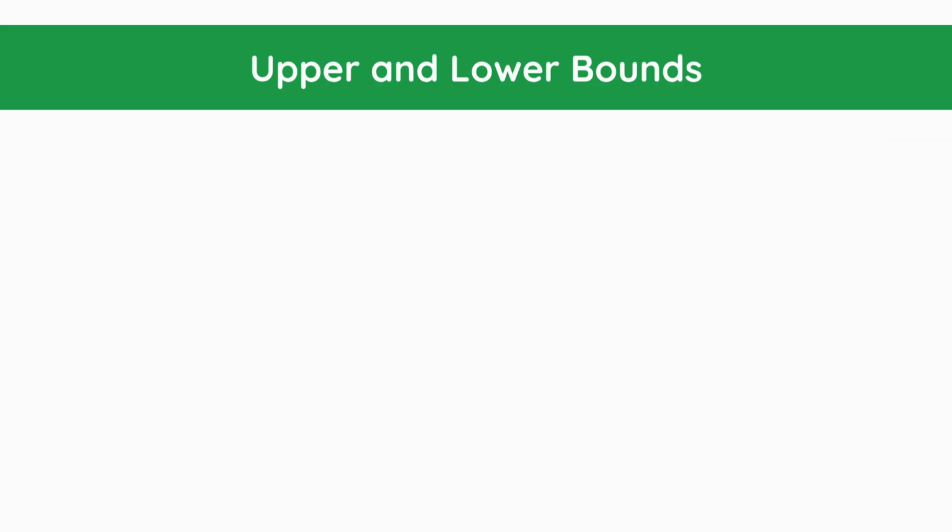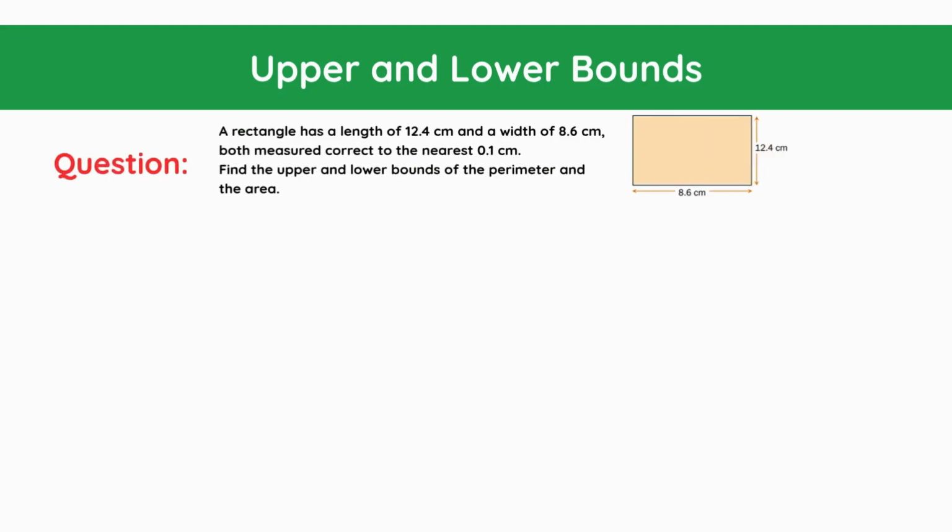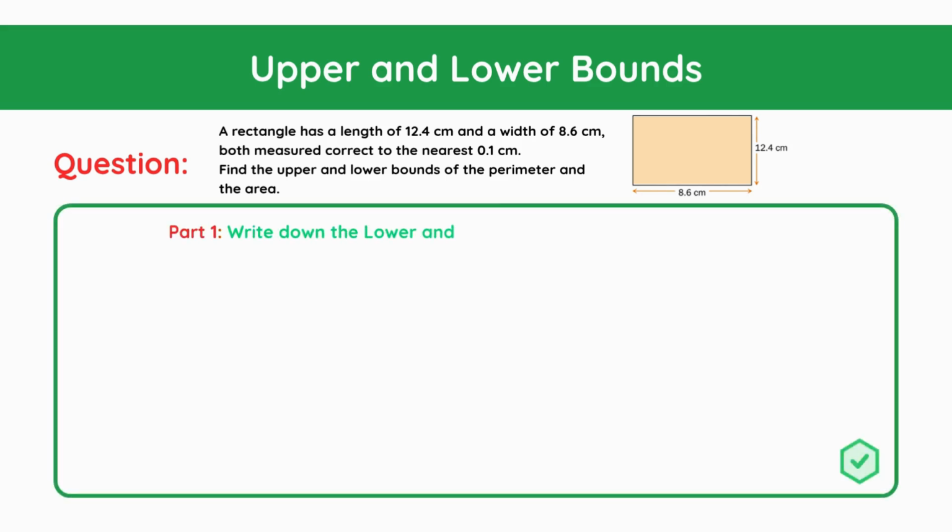Now, let's look at a question using this. We are given a rectangle. The length is 12.4 centimeters, correct to the nearest 0.1 centimeter. The width is 8.6 centimeters, correct to the nearest 0.1 centimeter. We are asked to find the upper and lower bounds of perimeter and area. Part 1 is to find the upper and lower bounds of length and width.